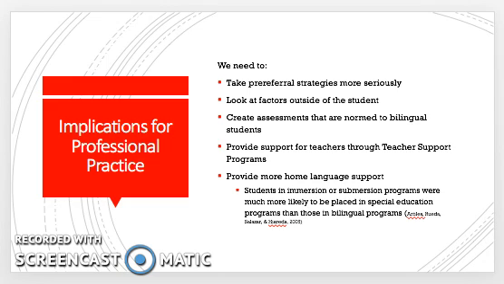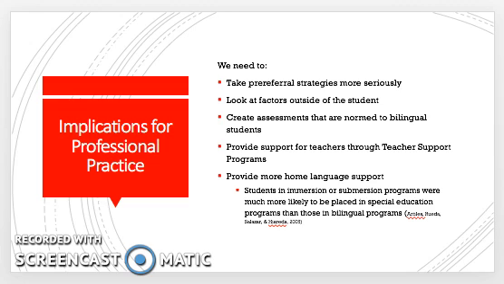Implications for professional practice. On this page, I have listed some things that we need to do in the future. One thing we need to do is take pre-referral strategies more seriously. As a special education teacher, I have had a lot of teachers come up to me and ask when we can move forward, when we can stop these strategies and move on to testing. Maybe I need to provide more support to these teachers in how they implement their strategies. In addition, we need to look at factors outside of the student. I am definitely guilty of this, taking a lot based on the testing data that I see and making a lot of assumptions based on that.